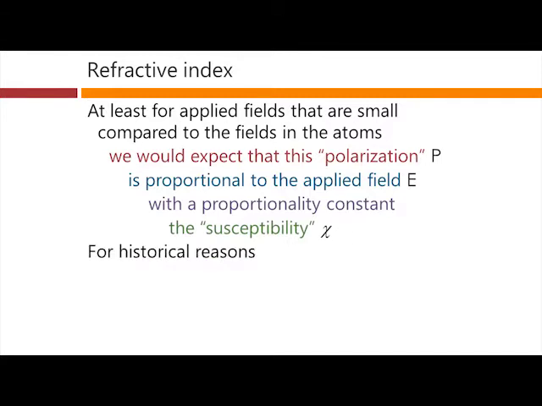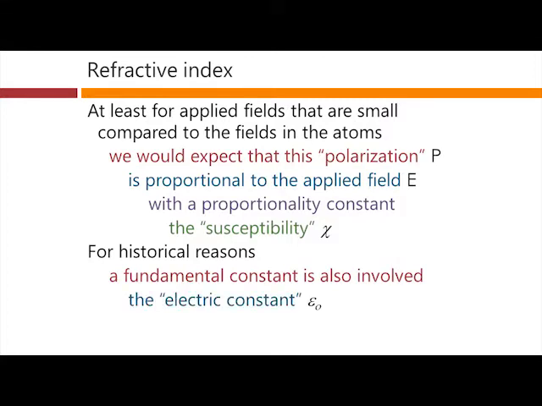For historical reasons, a fundamental constant is also involved, and this is called these days the electric constant. It used to be called the dielectric constant of free space. It's a number with dimensions to it, but it has no real physical significance. It's just there because of the way that units were developed historically in electromagnetism. So with that minor change here, we write the polarization is this electric constant times chi times the electric field, and this chi is the susceptibility, a dimensionless quantity.